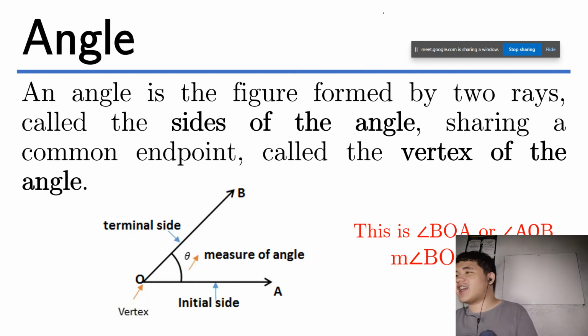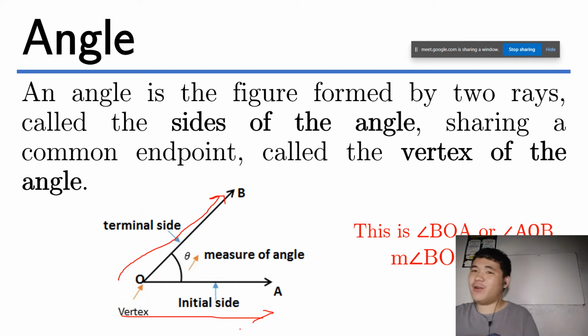Next is an angle. I'm sure you've heard of this term na naman. An angle is the figure formed by two rays. See? Example, O to B, then O to A. Right? Those are our rays. The measure of this angle is most commonly called theta, as we see here. Then measure is in degrees.